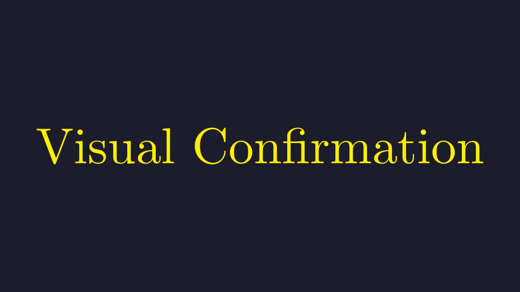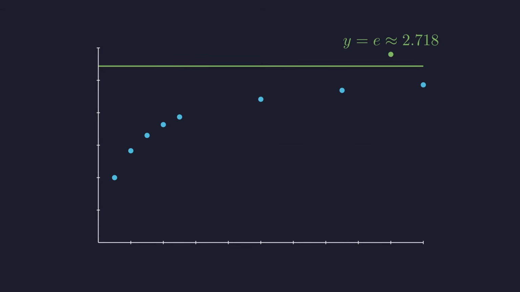Let's visualize the sequence and see it approach Euler's number. We plot the value of the expression for increasing n. The blue points mark the sequence values, and a dashed green line marks Euler's number. The points steadily approach the green line.